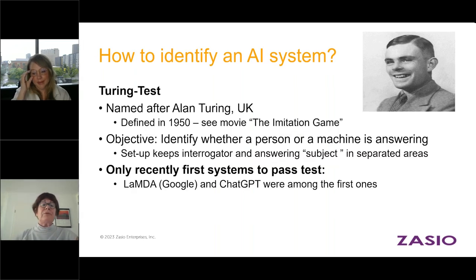The famous Turing test, this is going back to Alan Turing from the UK. You have probably seen the Hollywood movie, The Imitation Game. It's been a few years, I think 10 years probably, or even longer. The objective of that test, defined already in 1950, so more than 70 years ago now, was to see if it's a person or a machine answering.